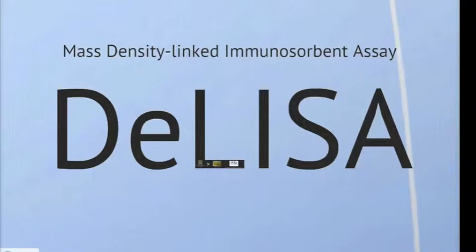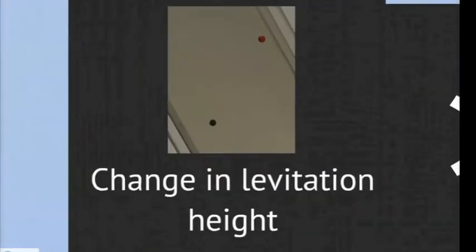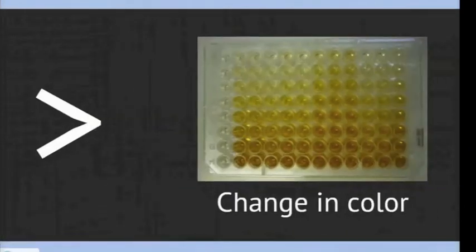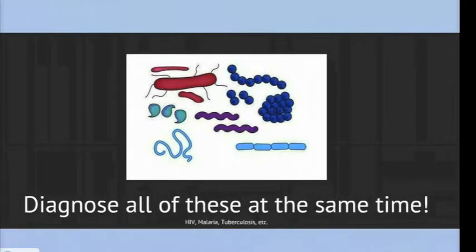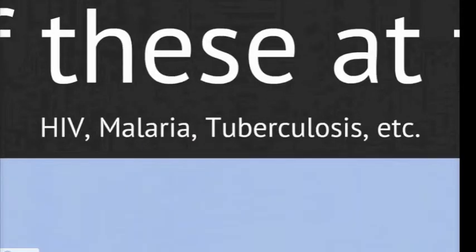This test, the Mass Density Linked Immunosorbent Assay, or the DeLISA, is not only low-cost, portable, and not dependent on electricity, but it also presents results as a change in levitation height, which is better than a change in color or fluorescence like the standard ELISA because it promises more objective results. Most importantly, it can detect the presence of multiple pathogens at once. So not only could we diagnose HIV, but we could also diagnose other infections common in Africa, such as malaria or tuberculosis, at the same time.